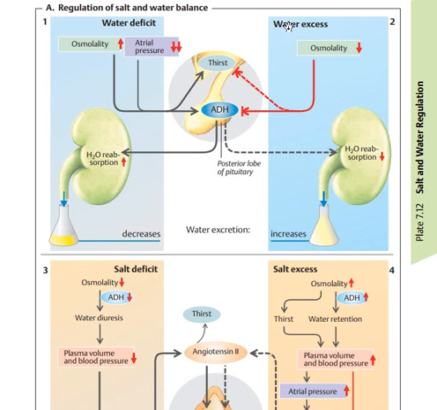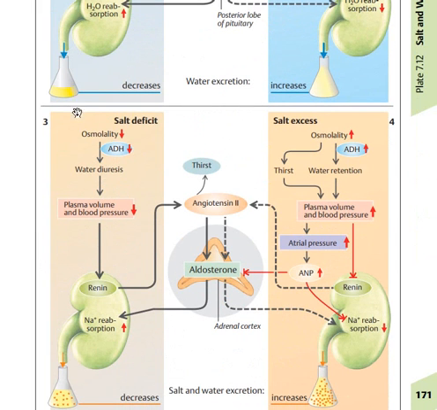While if you have an excess of water, the osmolarity is going to decrease. Since the osmolarity is going to decrease, it's going to inhibit ADH production, so there is less reabsorption of water, and so much urine is produced. So this is in case of water excess and deficit. Now let's visualize the case where you have a salt excess and deficit.